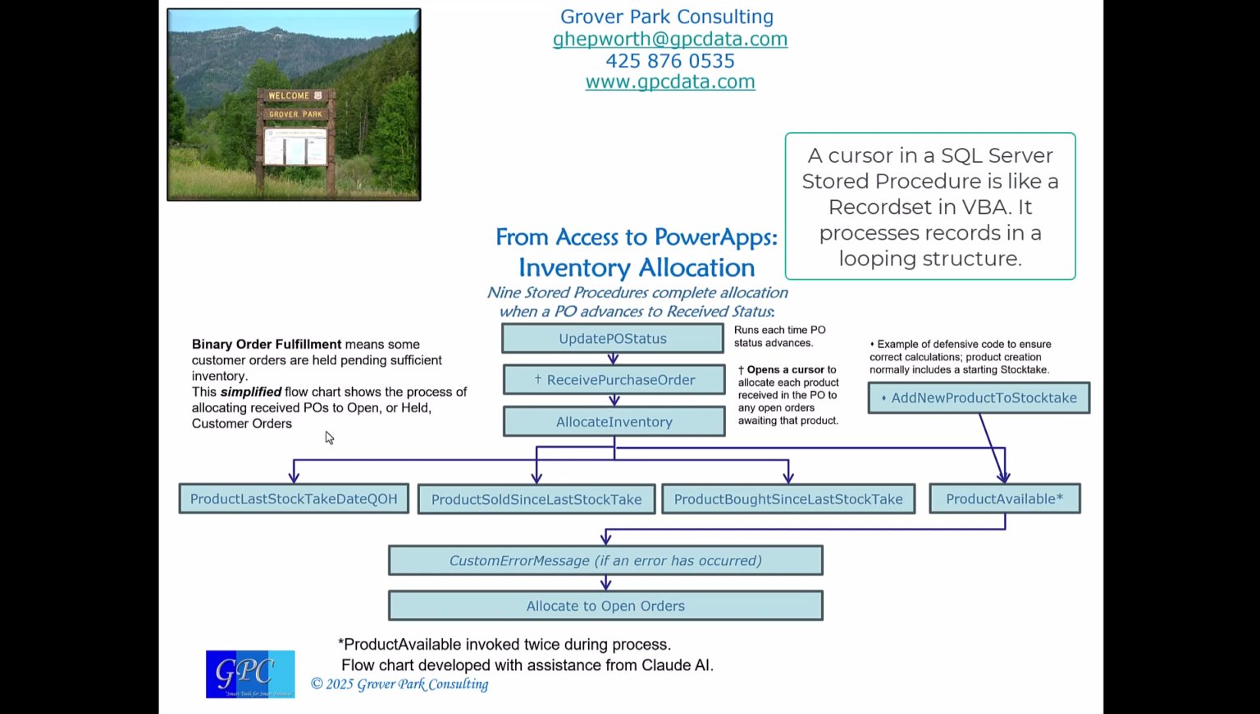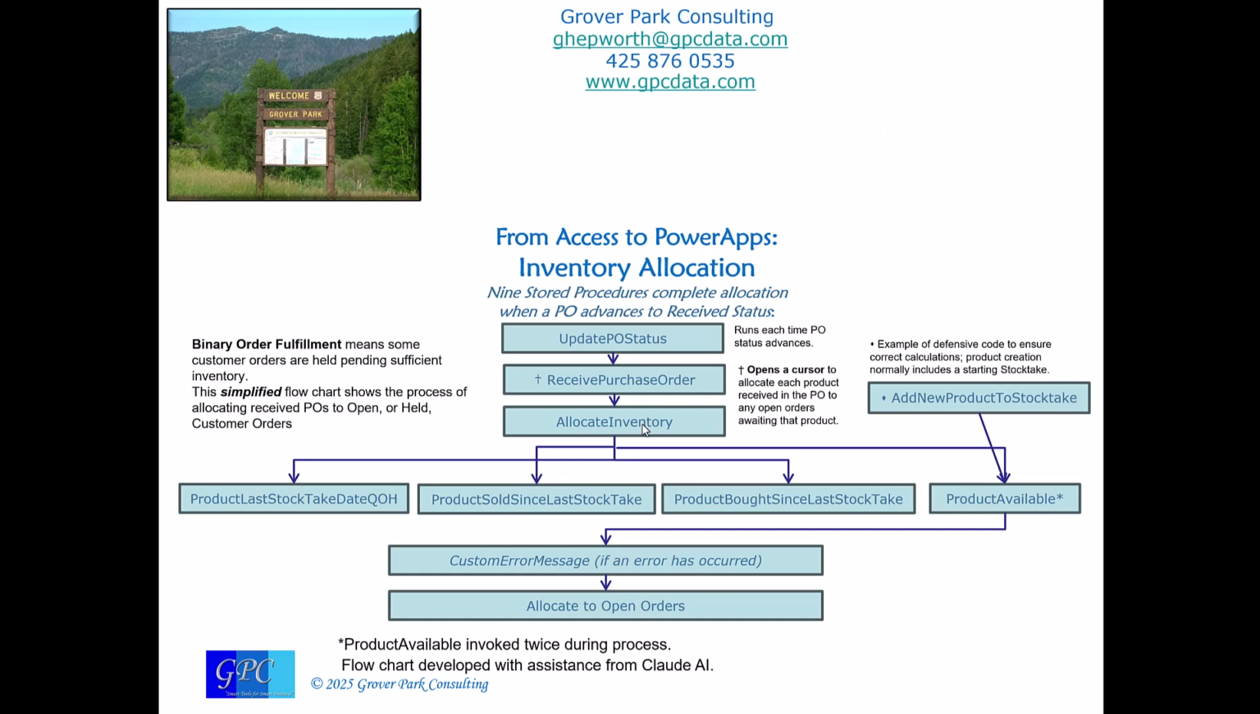They will be held in on order or no stock status. For each loop of that cursor, we call the stored procedure called allocate inventory. And this is the one that does all of the heavy lifting. Allocate inventory calls a total of 4 other helper stored procedures.